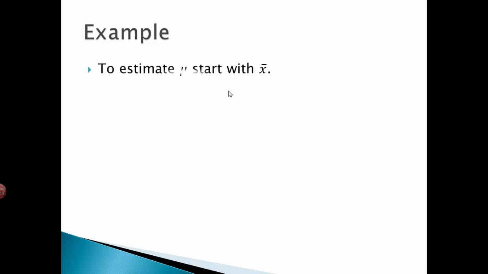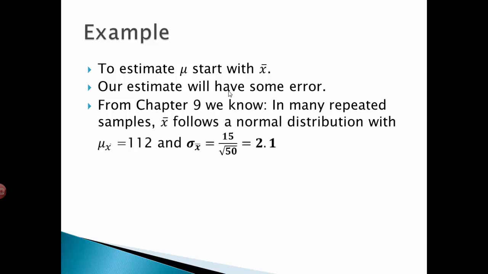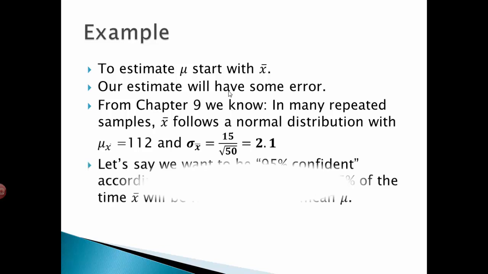So from an example standpoint, we'll start with x bar and mu as being x bar. And then what we do know is that, in order for our estimate to work, we have to have some sort of error that would surround that. Okay? So we're basically thinking about it from the standpoint of we want to have a range of values. So from chapter 9, since we know then that mu of x bar is equal to 112 and the standard deviation of x bar is equal to 2.1. So we're going to work with that information.